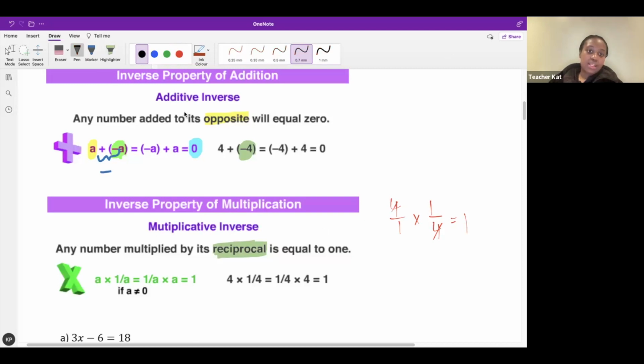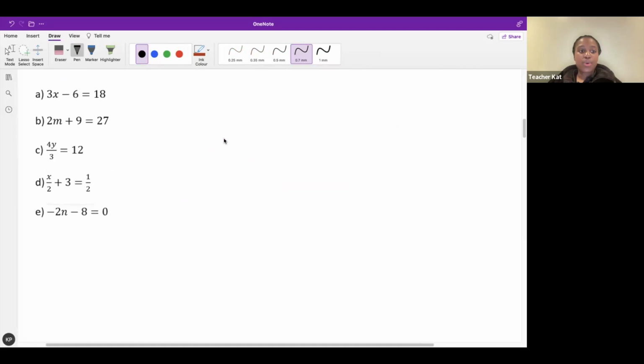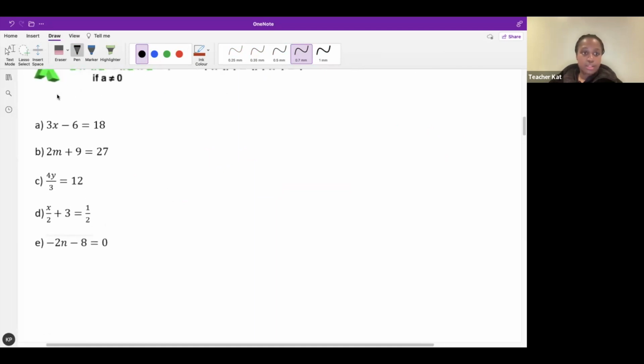Okay, now let's get going. My first set of equations, I should say, solve for x. Let's look at a. I have 3 times x minus 6 equals 18. Where do we start with that one? Equals 18. Which one do I get rid of first?